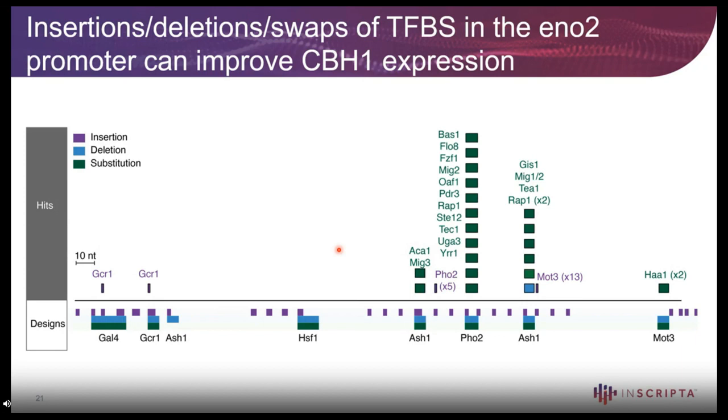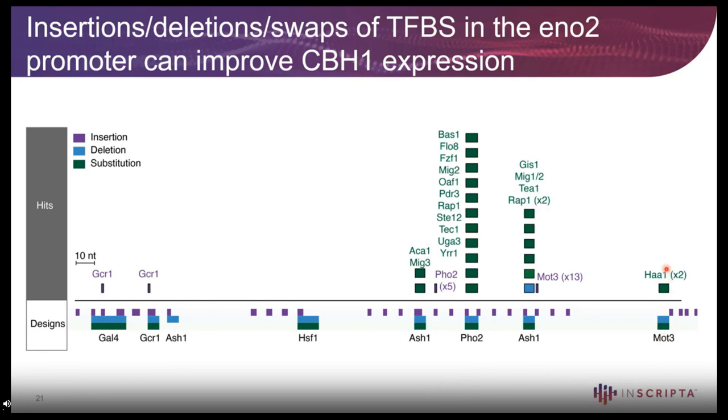So if we zoom in on the location where we identified hits, again, we're showing the designs down here as insertions, deletions, and substitutions by the different colors. And then the hits are identified above the line. So there are several different binding sites located within this region of the ENO2 promoter. There's a few ASH1 binding sites, MOT3, FO2, HSF1, GCR1, and GAL4 binding sites. Let me walk you through some of the hits that we identified.